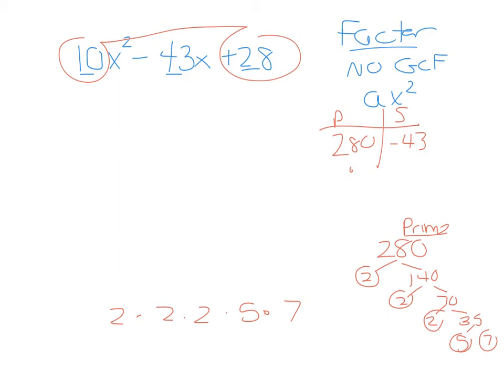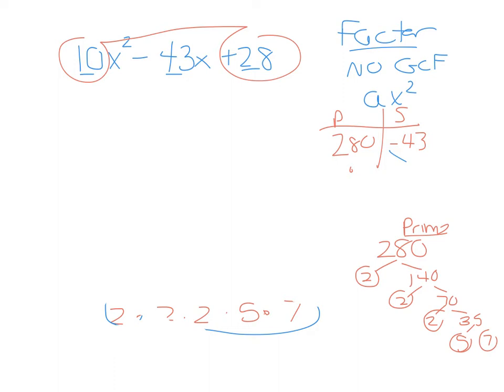Now to find the two numbers I need to divide these up into two groups. So it could be 2 times this number. Multiplying them together is 2 times 5, which is 20 times 7 is 140. So 140 times 2, that's not going to give me negative 43. So I'm going to try a different group. I'm going to erase this and try another group.